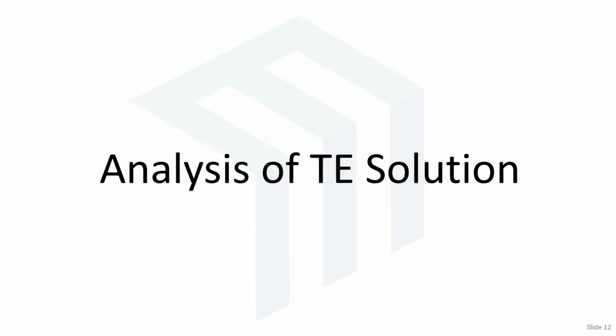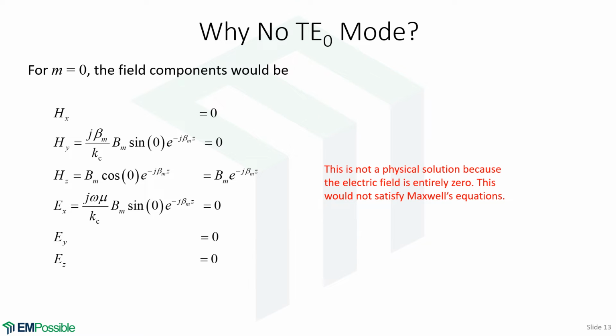Analysis of the TE solution. Let's look at this thing again. Why not the zero order mode? Let's go to the previous slide, take all of those expressions for the field, and plug in 0 for M. Well, what we see is that all of the electric fields are 0. So the electric field is entirely 0.